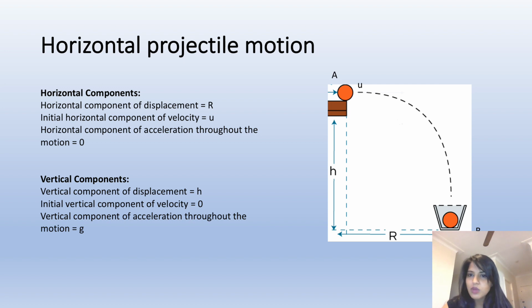When you project this object into the air, the only acceleration experienced by this object is acceleration due to gravity, which is always vertically downwards towards the earth. You don't experience any acceleration in the horizontal direction. That means your horizontal component of acceleration is 0, whereas your vertical component of acceleration is nothing but acceleration due to gravity if you are observing the projectile motion on Earth. If you're observing projectile motion on any other planet, you will take the acceleration due to gravity on that planet. Okay, so that's about the horizontal and vertical components.